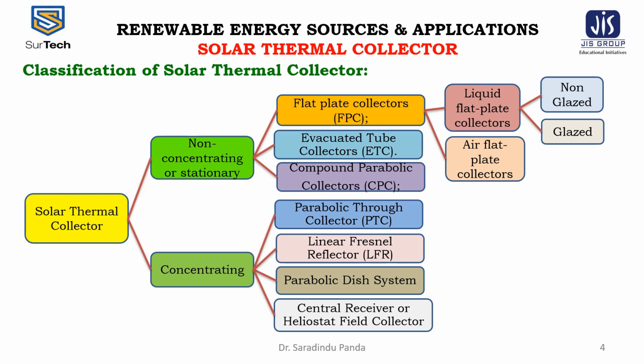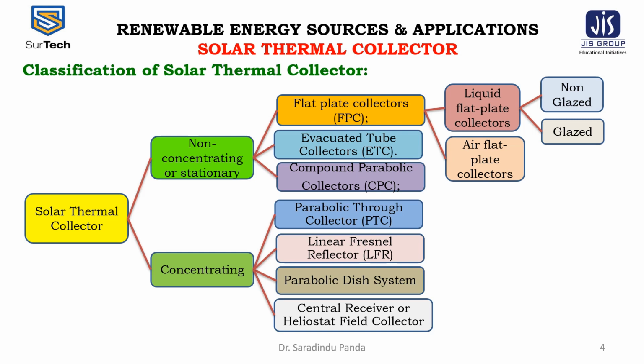Now, the non-concentrating or stationary collectors are divided into three types: flat plate collectors, evacuated tube collectors, and compound parabolic collectors. The flat plate collectors are mainly defined with respect to the type of heat carrier in the collectors, that is, liquid flat plate collectors or air flat plate collectors. The liquid flat plate collectors are again divided into non-glazed or glazed collectors.